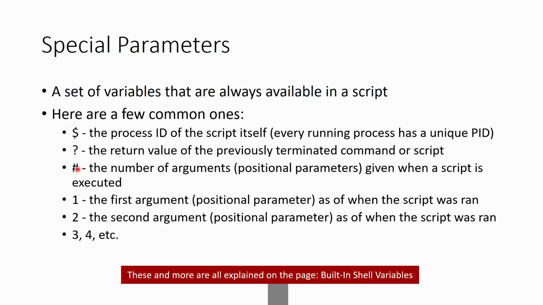The $# is the number of arguments that were given when the script was executed. The first argument, as of when the script was run, is stored in a variable called 1. The second argument is in 2, and so on. So 3 and 4 and all the way up. I think there's eventually some limit, but it's a fairly large limit. One thing to know about those numbers is that they are variables. So it can look a little confusing for us to refer to them as $1, but that really is the name of the variable and how we extract the contents of it. All right, so there is a little article called Built-in Shell Parameters that will talk even more about this.